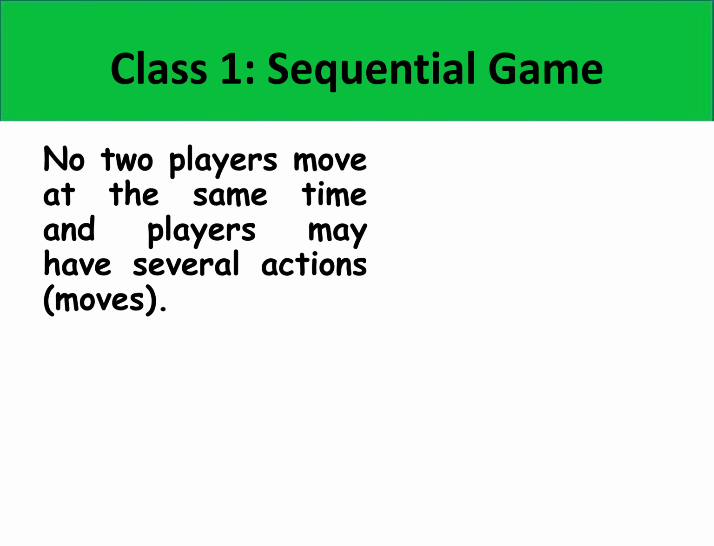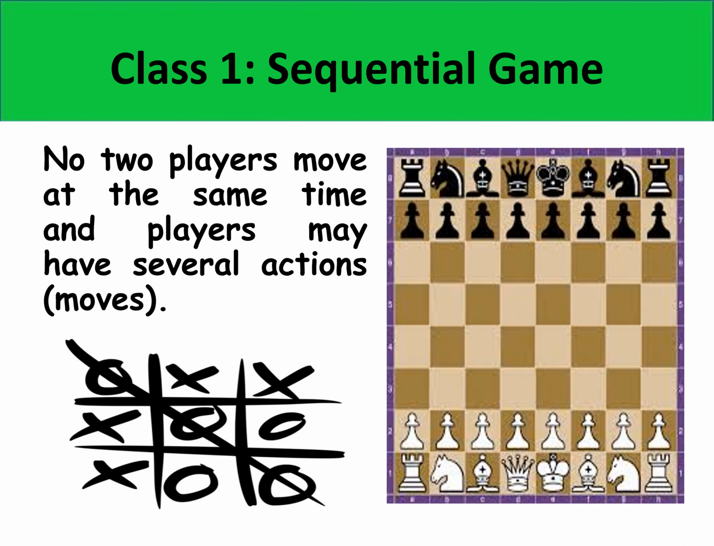On the other hand, a sequential game is a game in which no two players move at the same time and players may have several actions. An example of this game would be tic-tac-toe and chess, in which each player shows their moves alternately.